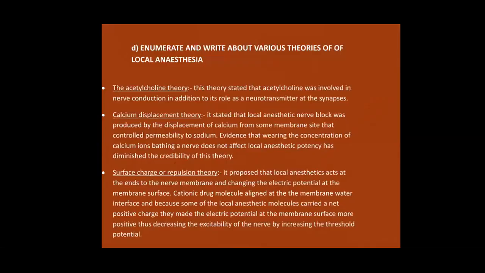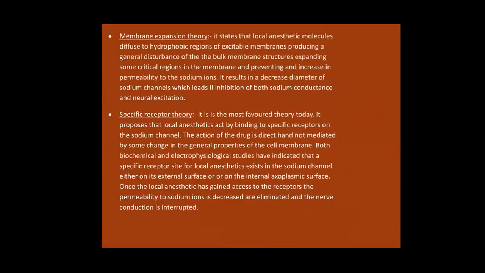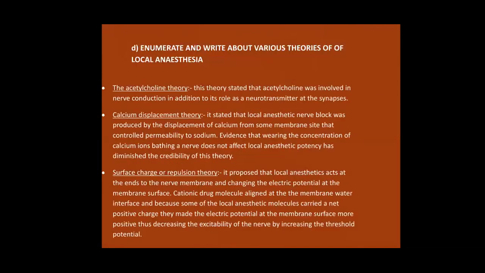Next question. Enumerate and write about the various theories of local anesthesia. They are the acetylcholine theory, calcium displacement theory, surface charge or repulsion theory, membrane expansion theory, and the specific receptor theory. The acetylcholine theory stated that acetylcholine was involved in nerve conduction in addition to its role as a neurotransmitter at the synapses.